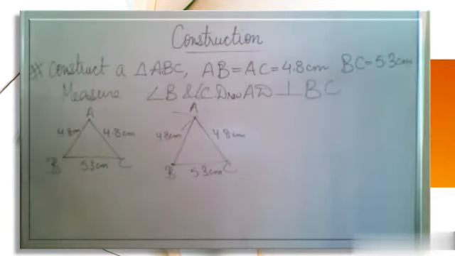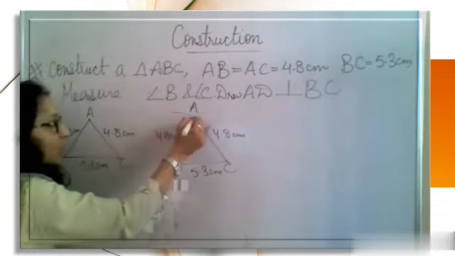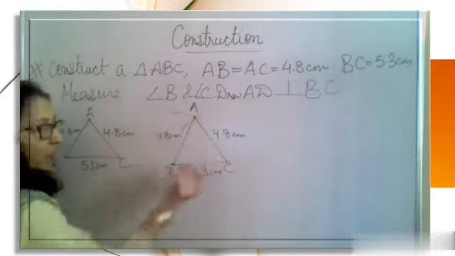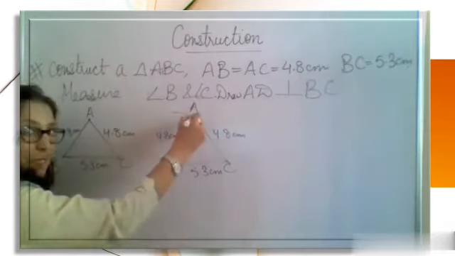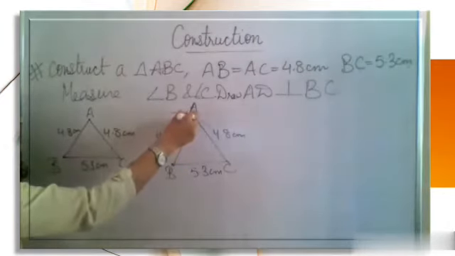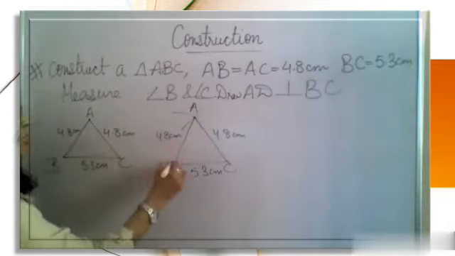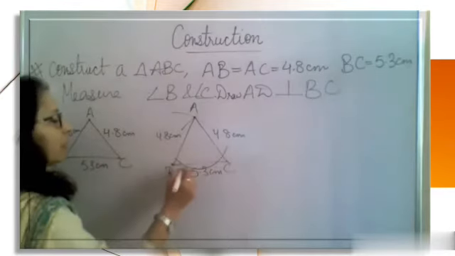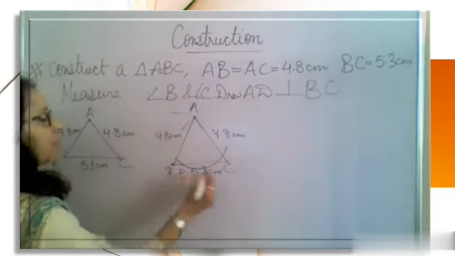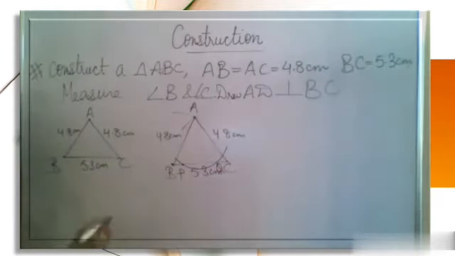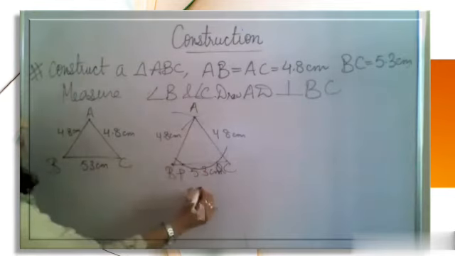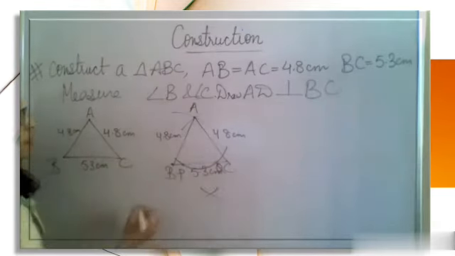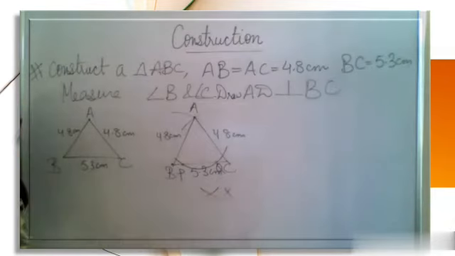Now, important point, how to construct AD perpendicular BC. So this A is external point of BC. So with A as center, increase radius in such a way that it will cut BC at two different points, just at P and Q. You can increase radius or use the same radius. With P and Q as center, draw arcs which cut each other at X.